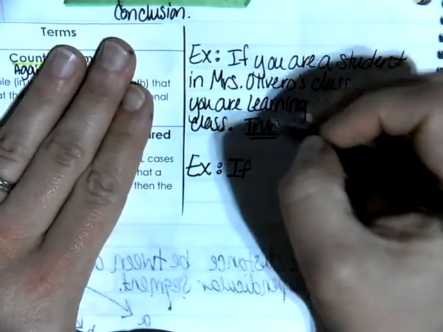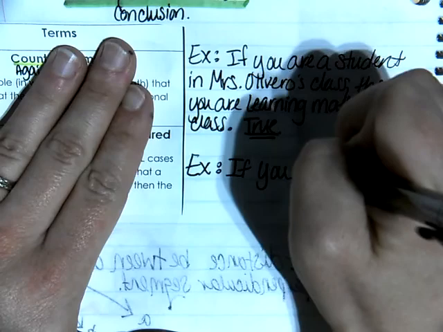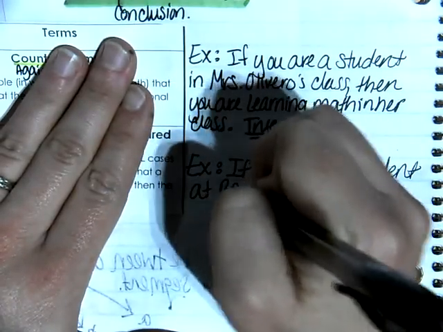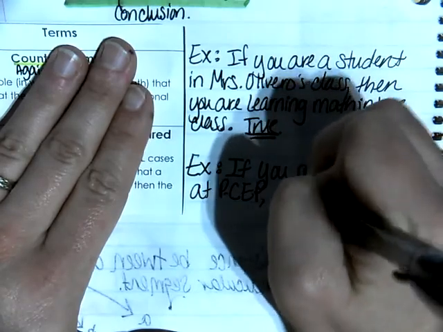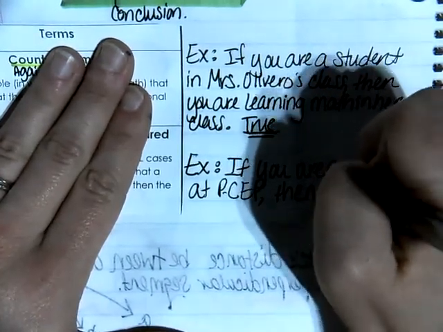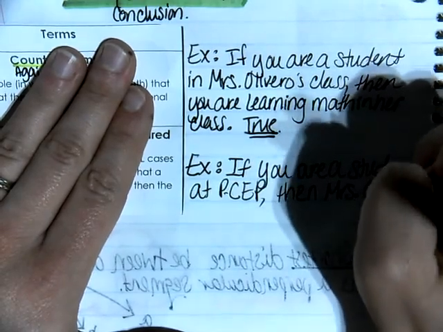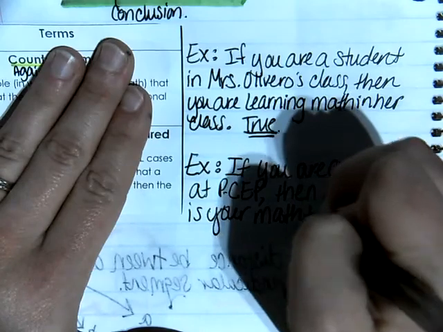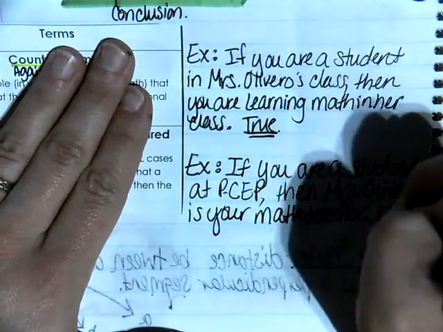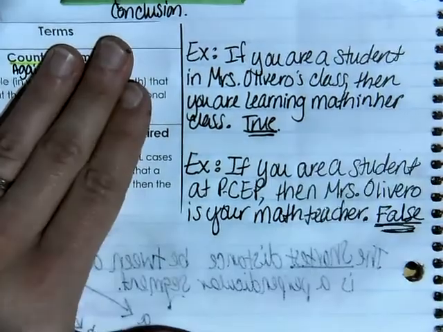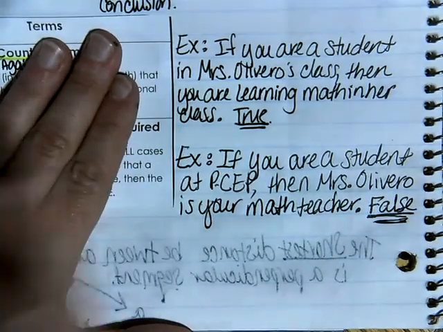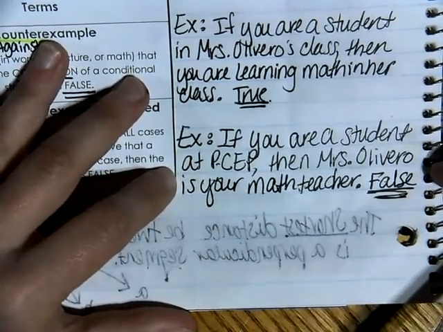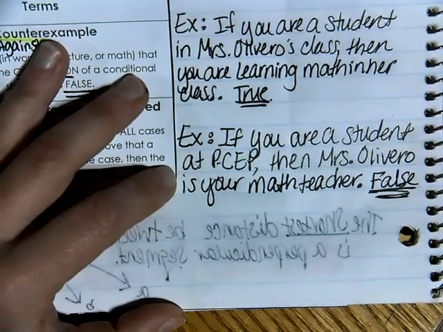But here's an example of something that is not true. If you are a student at PSAP, then Mrs. Olivero is your teacher. This is false. Why it's false is, yeah, you might be a student at PSAP. It's not about the hypothesis. It's about the conclusion. I am not everyone's math teacher. I did not have all of you who were in my class last year, for example.